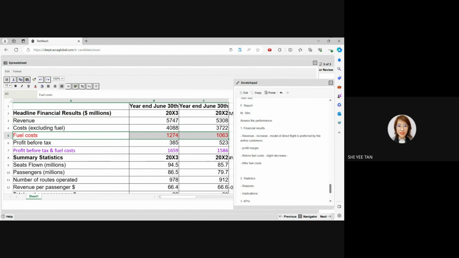I think I don't need to separate reason and implication. It looks very confusing because implication and reason sometimes come hand in hand. So I don't separate, but if you want to separate, no issue. I write this point and then you understand already. There's a slight decrease, so this Corjetz needs to take care of the cost control. Then after fuel costs, significantly reduced, more significant.